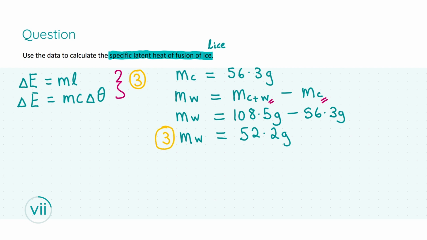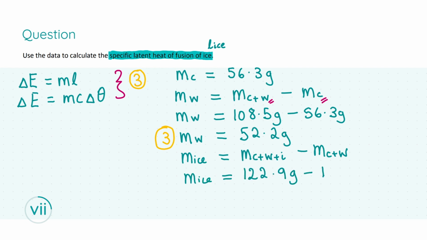Okay, so let's find out what is the mass of the ice. Well, that's just equal to the mass of the calorimeter plus the water plus the ice minus the mass of the calorimeter plus the water, which is just going to give us 122.9 grams minus 108.5 grams, and that's just giving us the mass of the ice to be 14.4 grams.